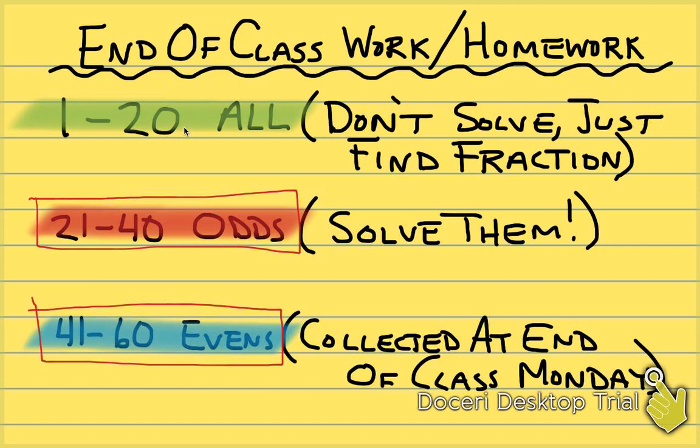Okay? So you have 1 through 20 doing all of them, just writing the fractions. 21 through 40, the odds, you actually do have to solve them. And 41 through 60 evens is going to be collected at the end of class on Monday.